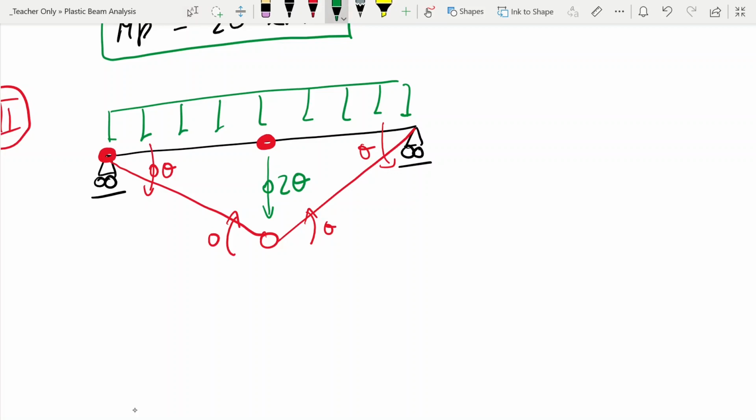Now, the way you deal with a UDL of 10 or any UDL in this particular case, you have to split it at the hinge.